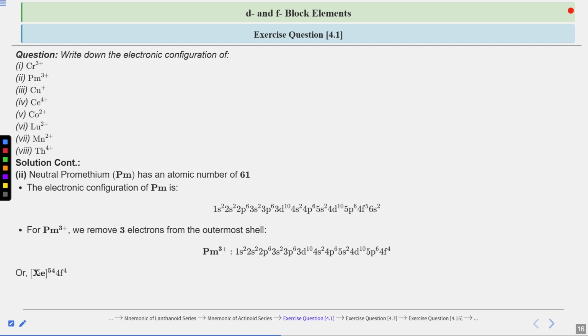Or you can also write it as xenon 54, 4f4. Xenon is again a noble gas. So promethium 3 positive is attaining a noble gas configuration up to 54 electrons, and after that the remaining will be 4f4, which you can write like that. So this is also the way you can write the electronic configuration of promethium 3 positive.